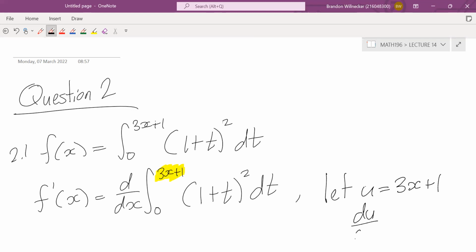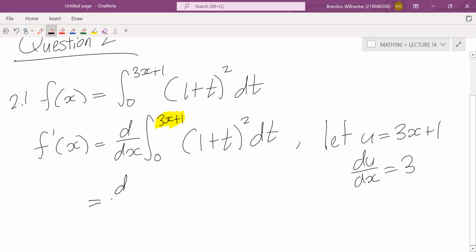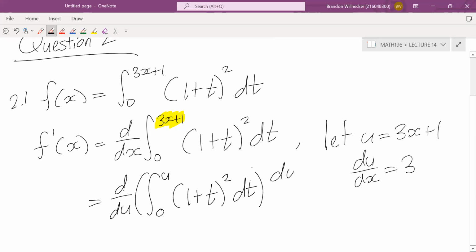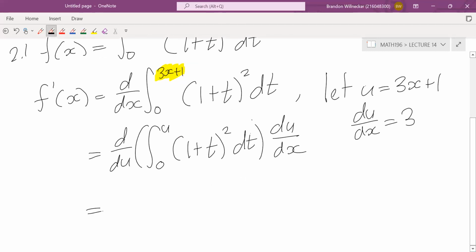And so du by dx is going to be 3. So this becomes d by du, the integral from 0 to u of (1 plus t) all squared dt. And then by the chain rule, we have du by dx. Okay, so now d by du of this integral. Remember FTC part 1, the derivative and the integral cancel. And we're just left with (1 plus u) all squared. And then du by dx, that's going to be 3.